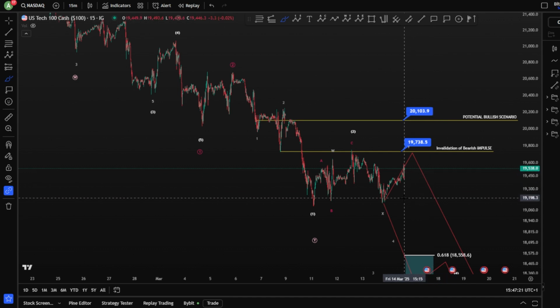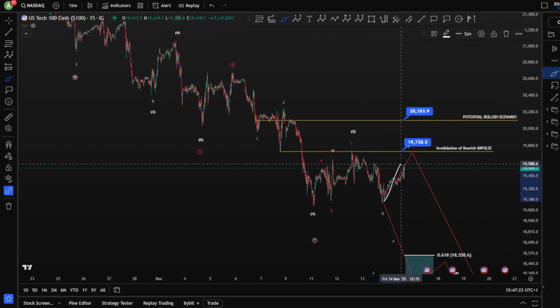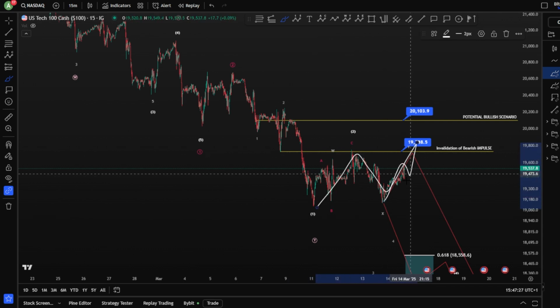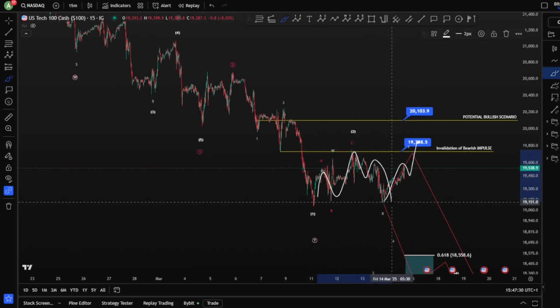So those are the insights for the Nasdaq. I believe we still need one more structure to finish, of course, at WXY. 3 waves up, 3 waves down, 3 waves up again.